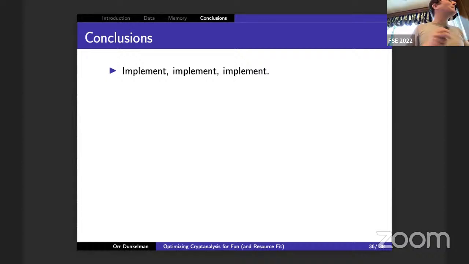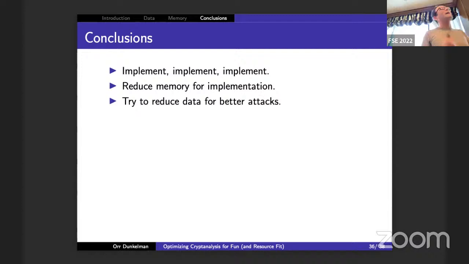The next thing, try to reduce the memory. At the end, when you implement the attacks, the problem tends to be the memory. Usually. Now, again, if you have a model where you're trying to probe a box and get data from a single box, the data complexity seems like the problematic one.